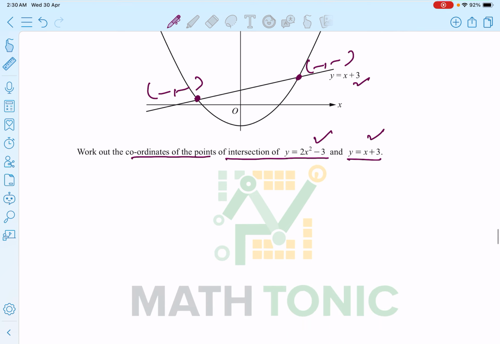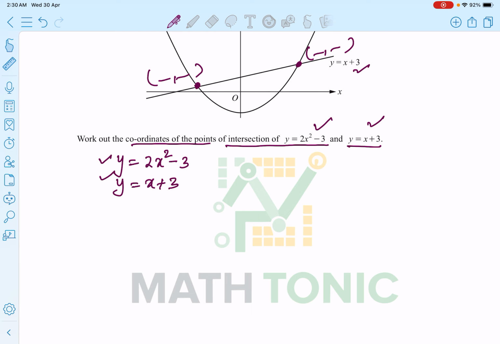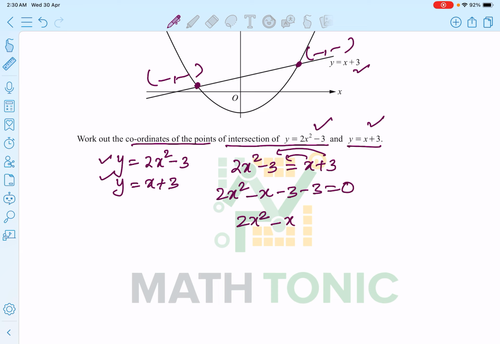So how to do this? Let me write it down. y equals 2x squared minus 3, and here we have y equals x plus 3. Both are exactly y, so we can make them equal. We can say 2x squared minus 3 equals x plus 3. Try to bring all the terms to one side. So we get 2x squared minus x minus 3 minus 3 equals 0, so 2x squared minus x minus 6 equals 0, right?